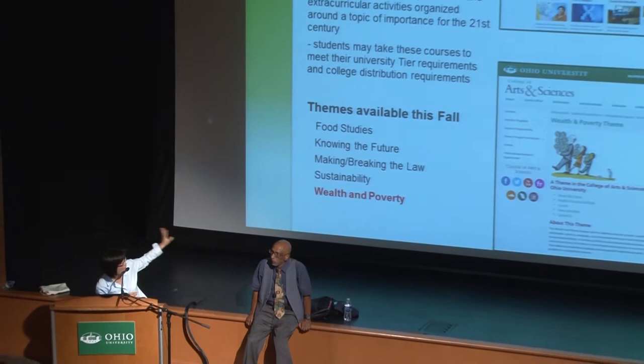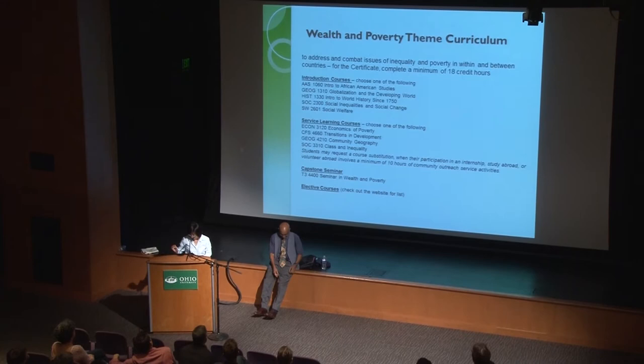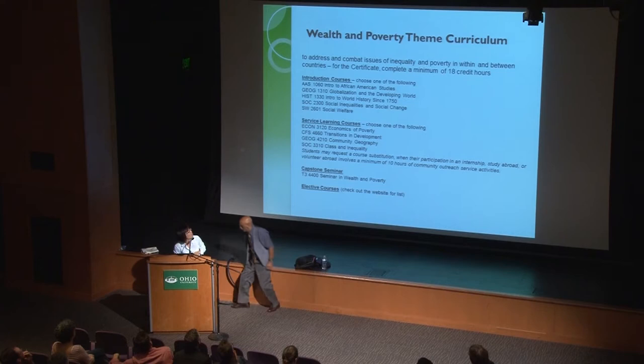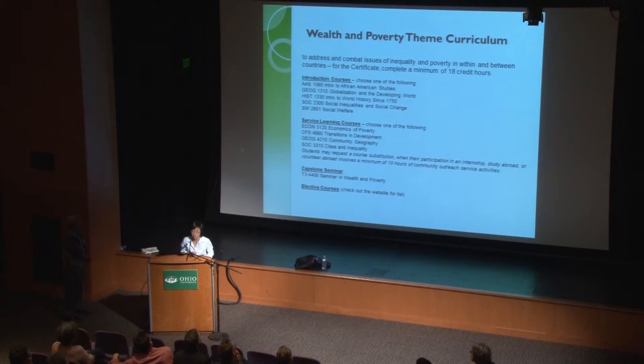This fall, the College of Arts and Science is offering 5 themes, including the wealth and poverty theme. The wealth and poverty theme is to address and combat issues of inequality and poverty within and between countries. This is for undergraduate students, not for graduate students. If you are interested in why there is inequality and poverty in, let's say, Appalachia, or urban poverty in American cities, or in many poor countries and poor peoples around the world, then this theme offers a great interdisciplinary program of study and a lot of activities, like this public lecture, in a very student-oriented program.